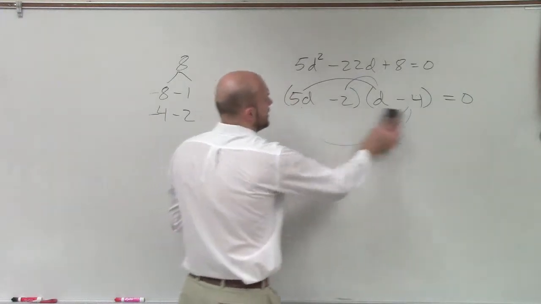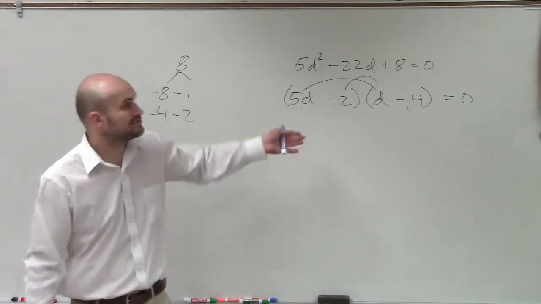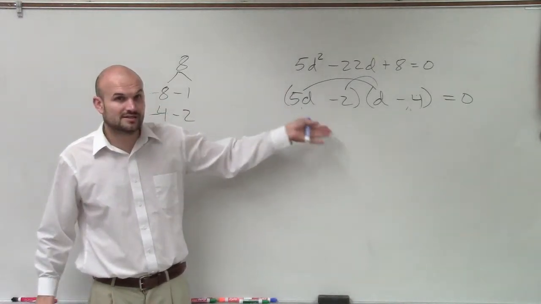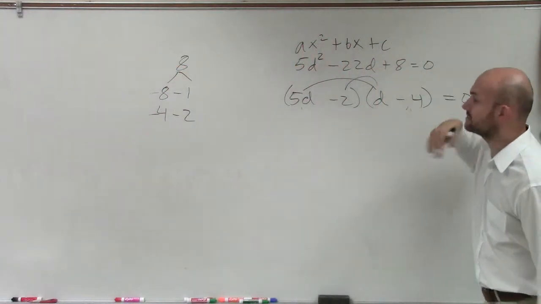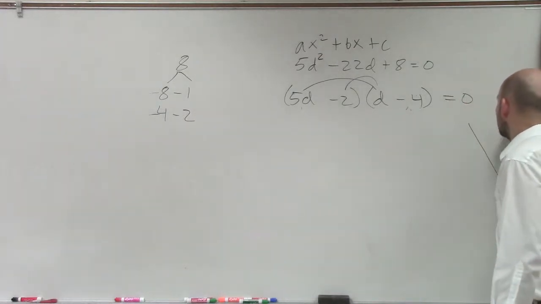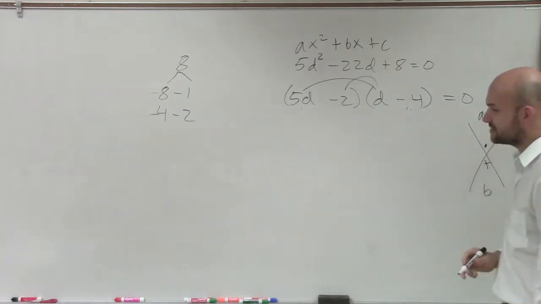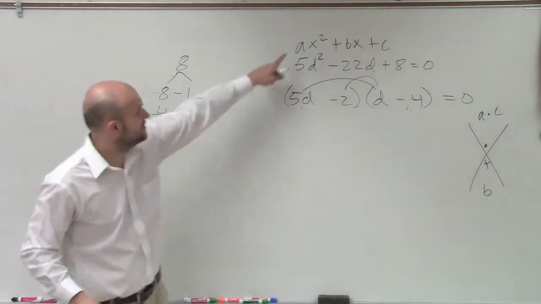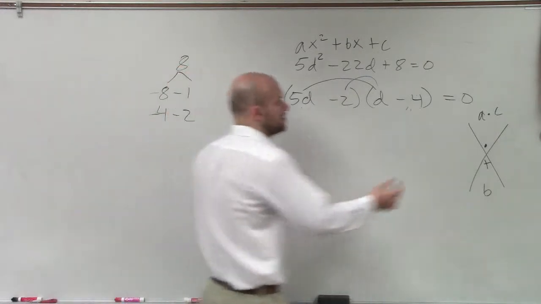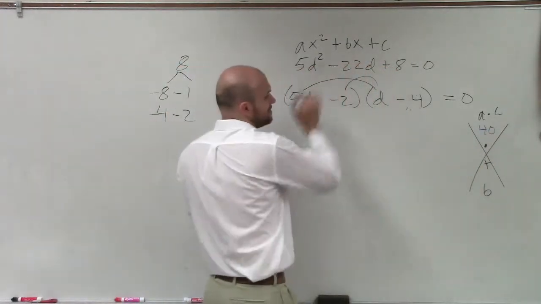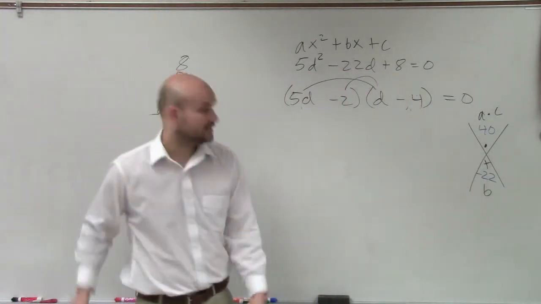However, I know some students still don't understand this method, or let's say you try to do it this method and you just can't get it figured out. So ladies and gentlemen, we can always go back to ax squared plus bx plus c. I know it's different variables, but it doesn't matter. If I want to use this method, I can use a times c over b. What two numbers multiply to give you ac? What two numbers add to give you b? So we look at our a. A in this case is 5. C in this case is 8. So 5 times 8 is 40. What two numbers multiply to give me 40, but then add to give me a -22? -20 and -2.